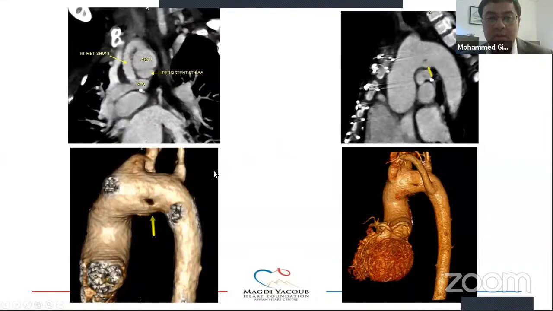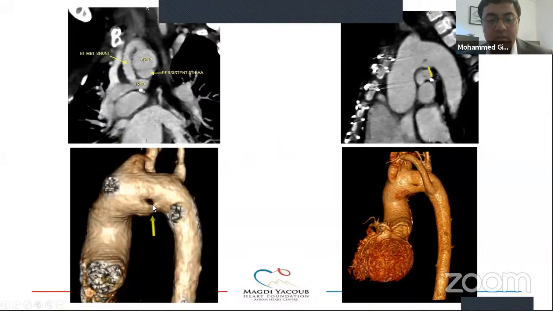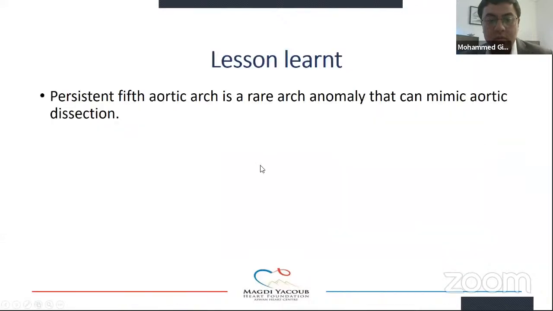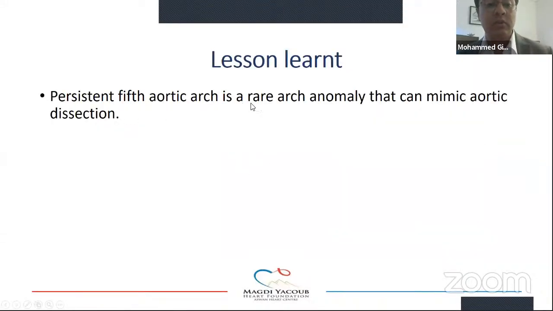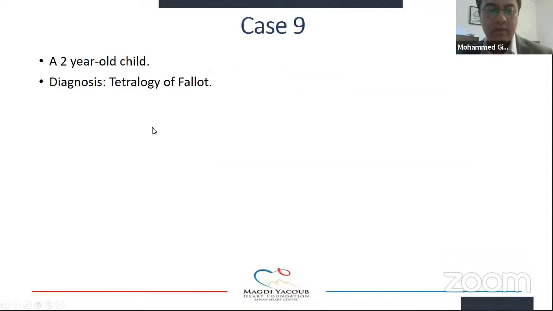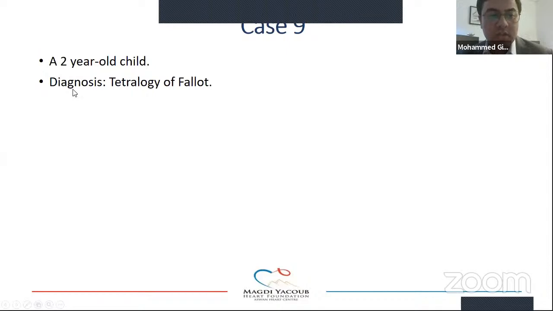Volume rendered images, as you see here, add a lot in this entity and show that there is just a persistent fifth aortic arch. To note, persistent fifth aortic arch is a rare arch anomaly that can mimic aortic dissection, but it is not a dissection or dissecting defect. The last case, a 2-year-old child diagnosed with tetralogy of Fallot, as you see here.